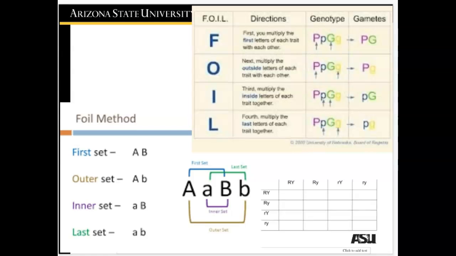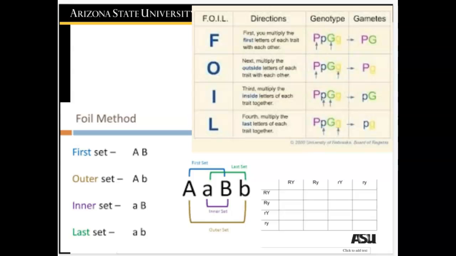Scientists can also look at two traits at one time in what is called a dihybrid or two-factor cross. In order to determine the gametic combination of alleles for dihybrid crosses, we use the FOIL method. Just like in math, FOIL is first, outside, inside, last. So you choose one parental genotype and FOIL it to determine the possible allele combinations or genotypes for the gametes.